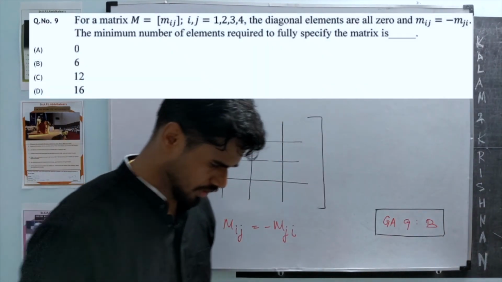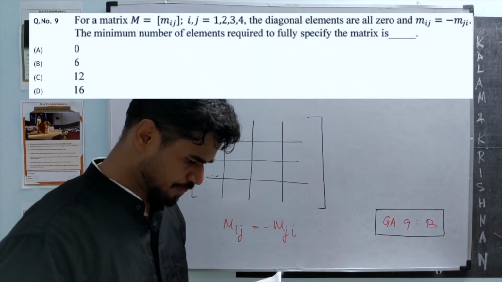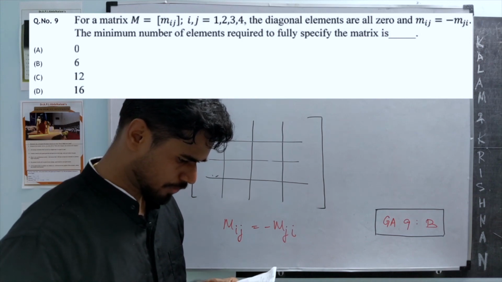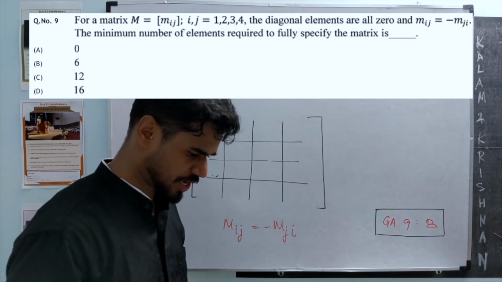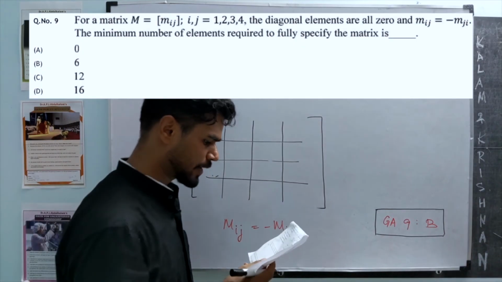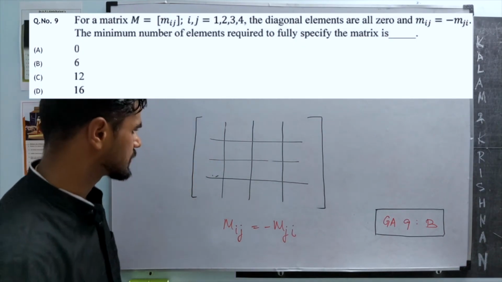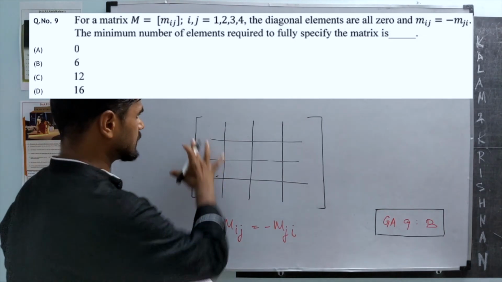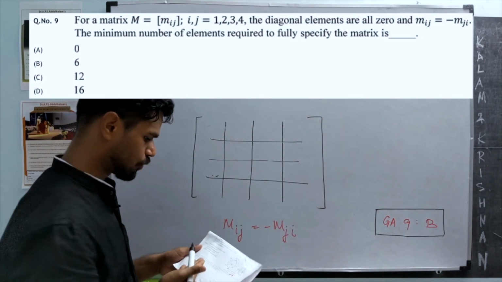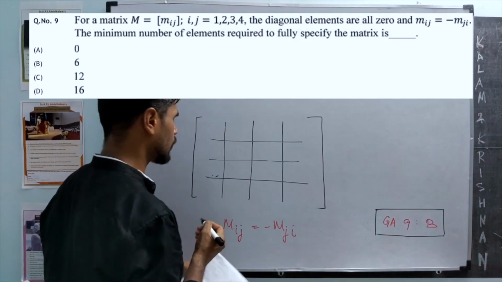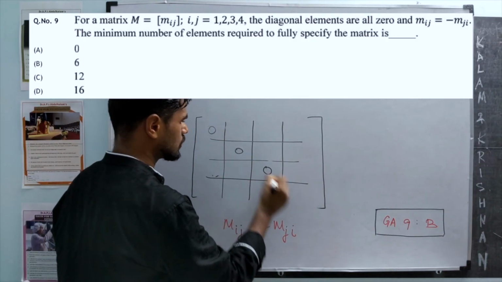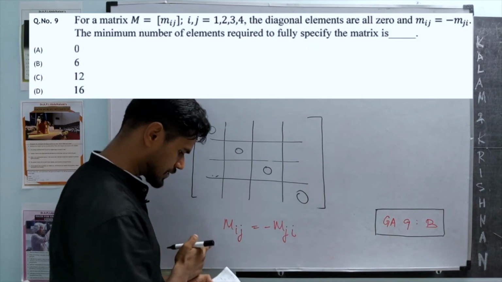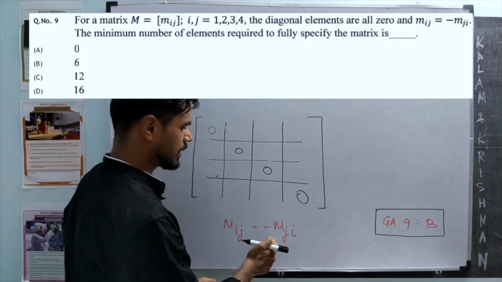Ninth question. For a matrix M equal to Mij, i and j run from 1 to 4, the diagonal elements are all 0 and Mij is minus Mji. The minimum number of elements required to fully specify the matrix. Okay, so let's say this is the matrix, it's a 4 by 4 matrix because i and j run from 1 to 4. All the diagonals are 0. So we have 0, 0, 0, 0, and we have an additional condition which says Mij is minus Mji.